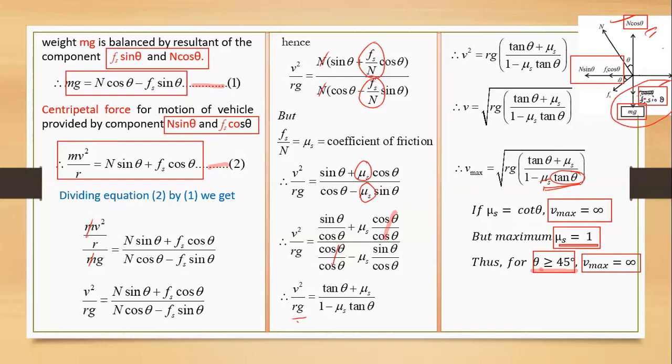So it means that if the angle is greater than or equal to 45, then an upper speed limit is not possible. So this is the conclusion. You have to note here, if the angle of banking is equal to or greater than 45, the upper speed limit is infinity. So the upper speed limit doesn't matter, only the lower speed limit we have to consider on such a road, if we are banking it with an angle greater than or equal to 45.